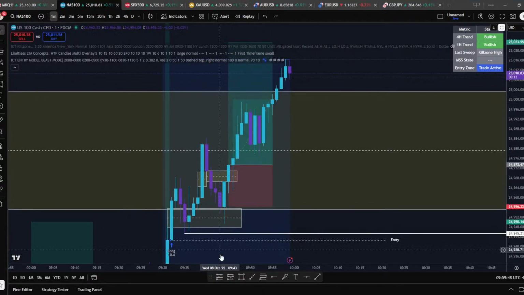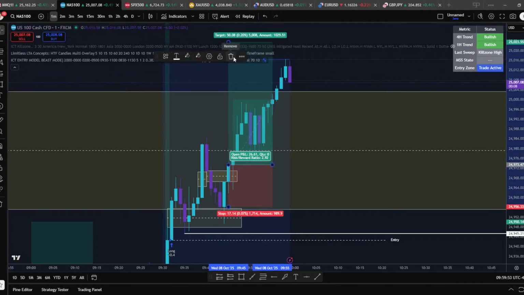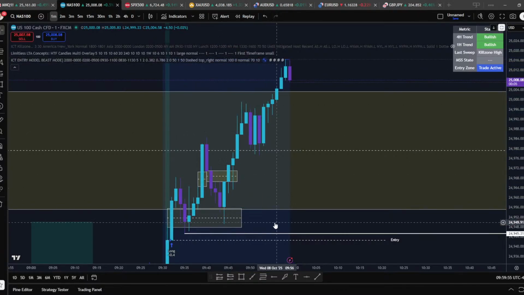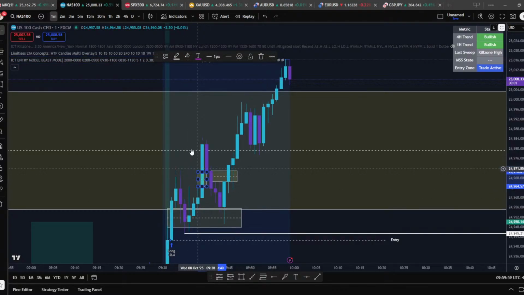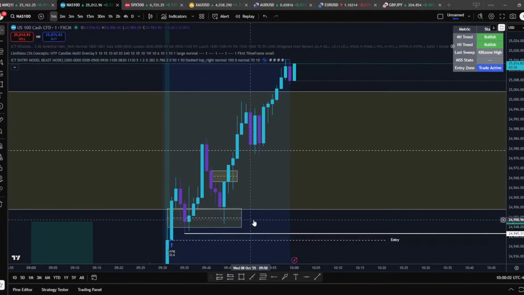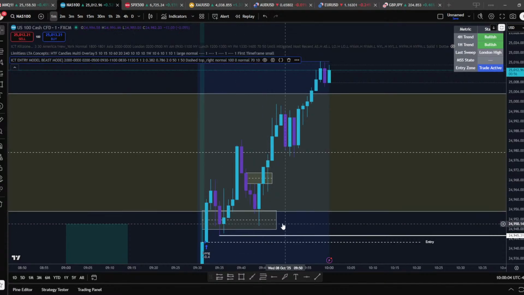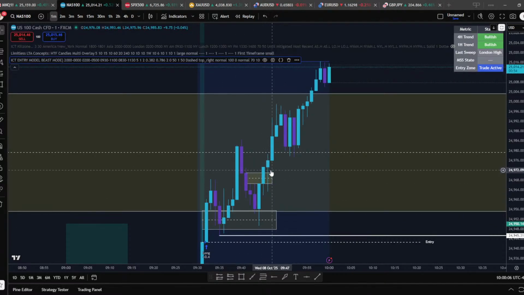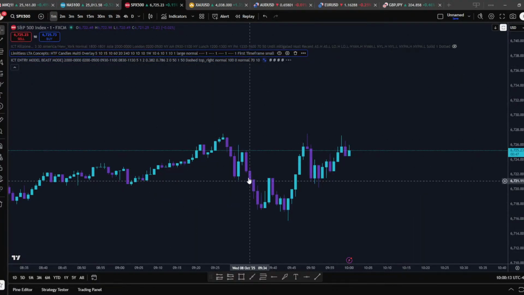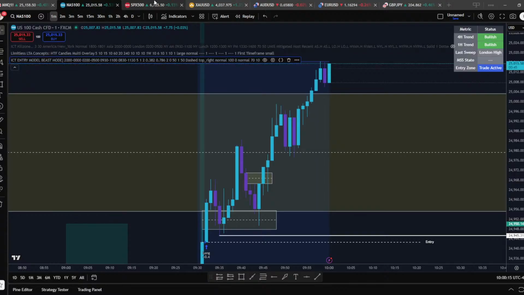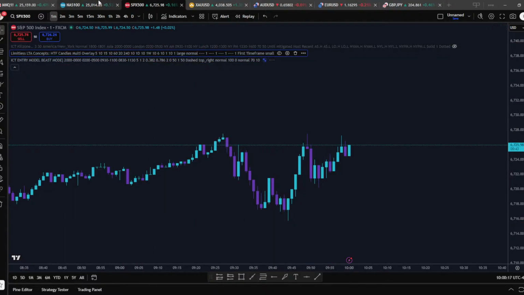Okay, so this we missed. And we decided to go the opposite way because we thought that it respected the fair value gap. Okay, so that was a trade. Boom. We delivered off this 1 minute. We inversed this 1 minute. And we took it. Let's look at the 1 minute here. See, it's just so weak.